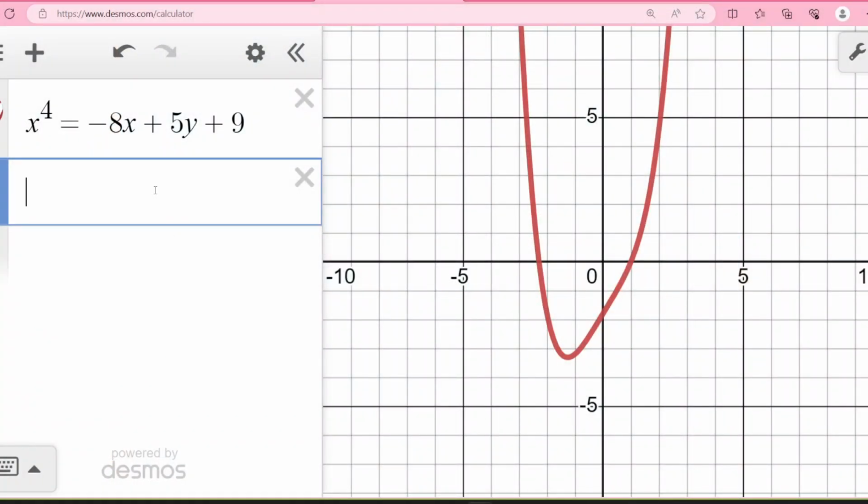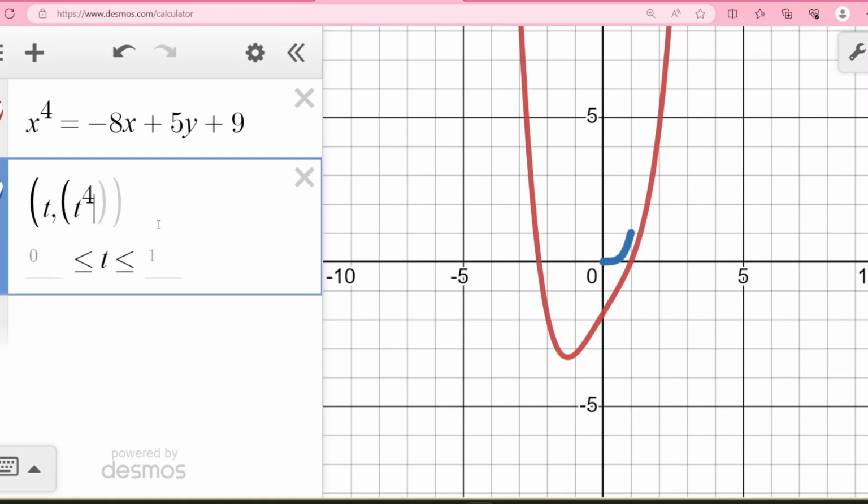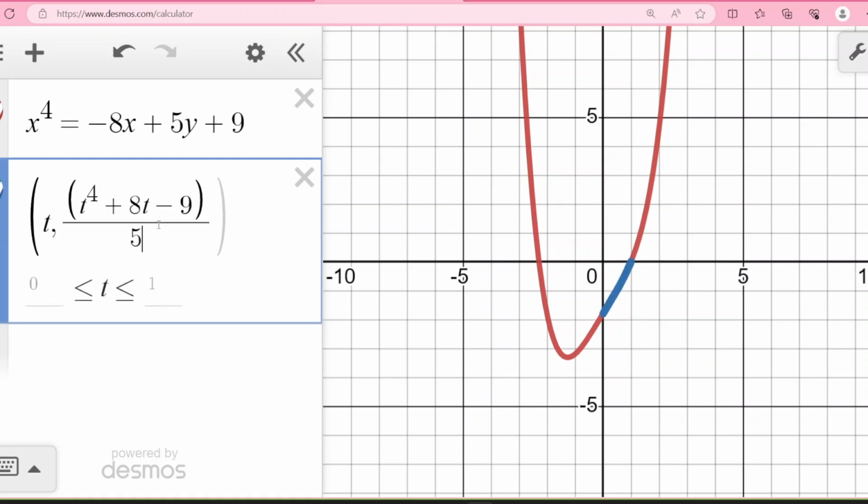So I'll show you. And we're going to see the curve that comes up could match. Well, it's going to give a range of values for t. And I'll show you what's going on here. But let's put parentheses. The x-coordinate, depending on t, was just t. Then comma. And then the y-coordinate depends on t this way, t to the fourth plus 8t minus 9, and then all divided by 5, close parentheses. Now you see initially, it just has the values of t ranging from 0 to 1.